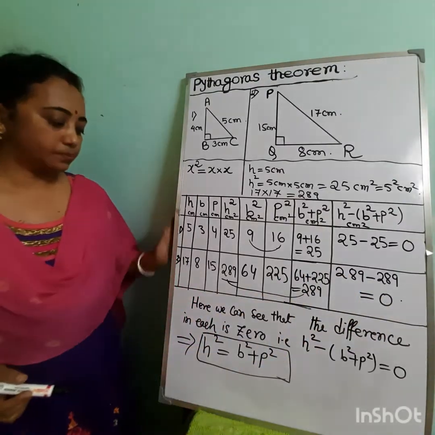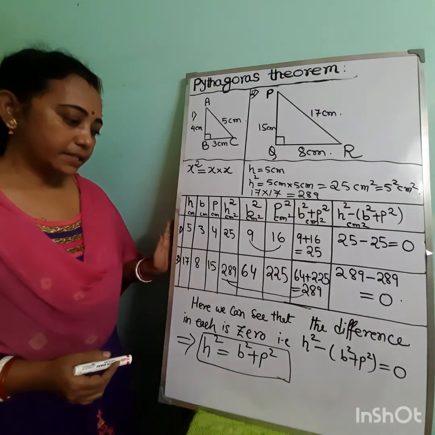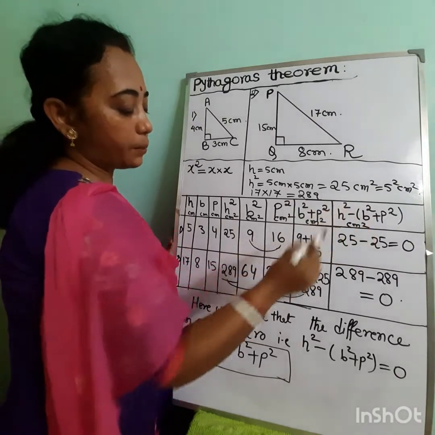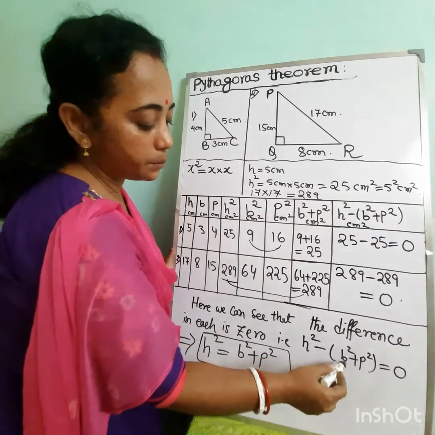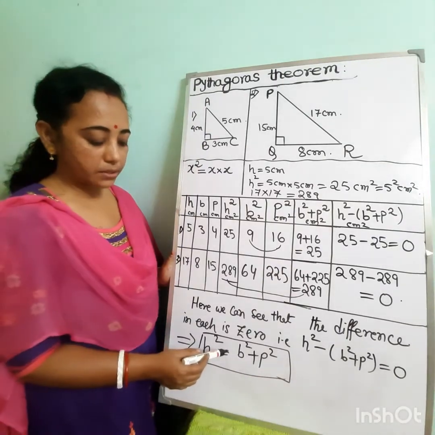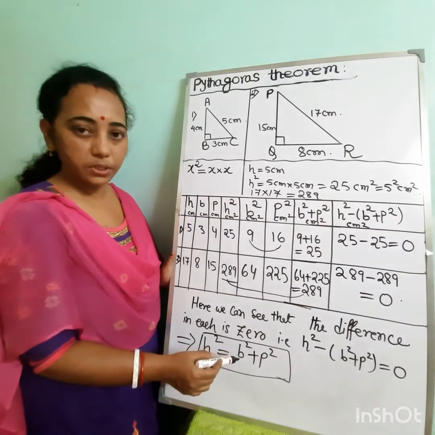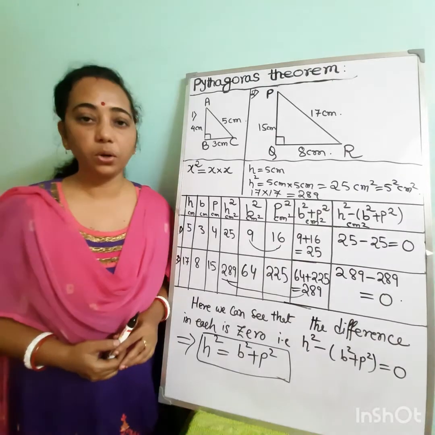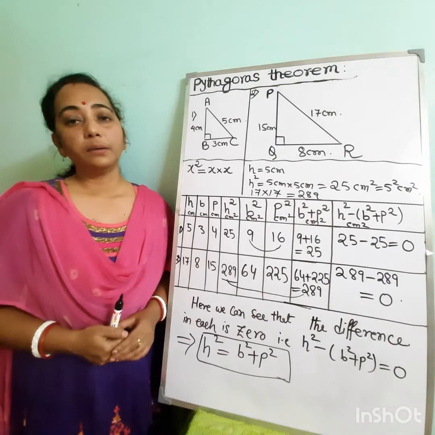So, from these two tables, we can see that the difference between the hypotenuse square and the base square plus perpendicular square is 0. So, as hypotenuse square minus in bracket perpendicular square plus base square is coming 0, we can write h square is equals to b square plus p square. Here h denotes the hypotenuse, b denotes the base, and p denotes the perpendicular. So, which implies that hypotenuse square is equal to base square plus perpendicular square. So, which shows the Pythagoras theorem.